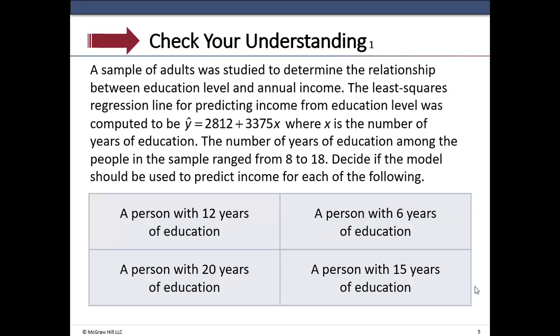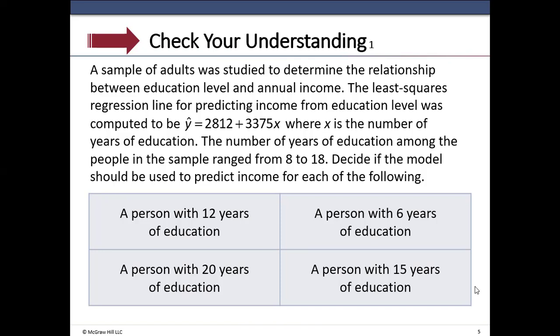Check your understanding. A sample of adults was studied to determine the relationship between educational level and annual income. The least square regression line for predicting income from education level was computed to be y hat equals 2,812 plus 3,375 times x, where x is the number of years of education. The number of years of education among the people in the sample ranged from 8 to 18. Decide if the model should be used to predict income for each of the following. Remember, y hat is the predicted income, x is the number of years of education, and the X values in the data set vary from 8 to 18.